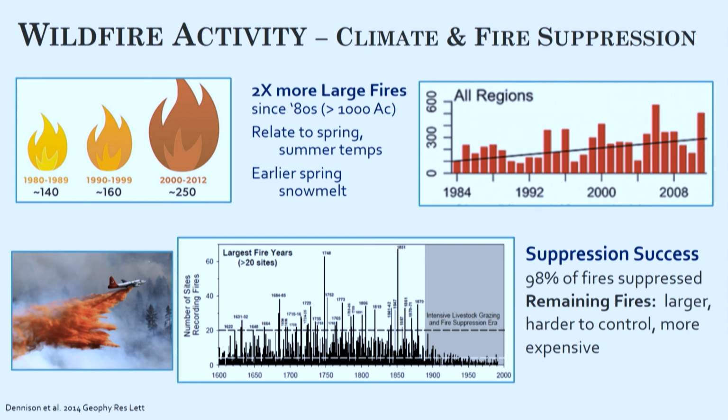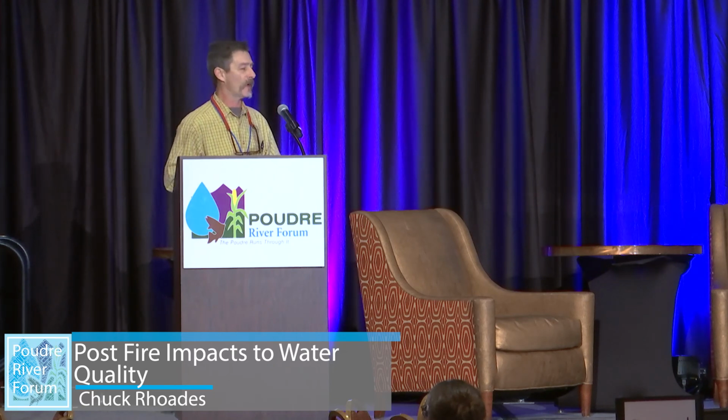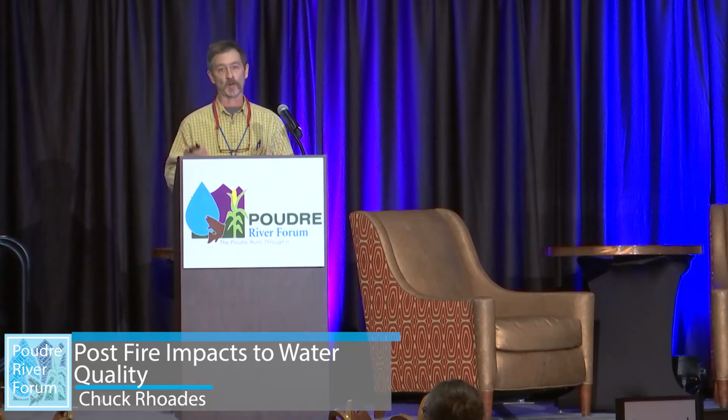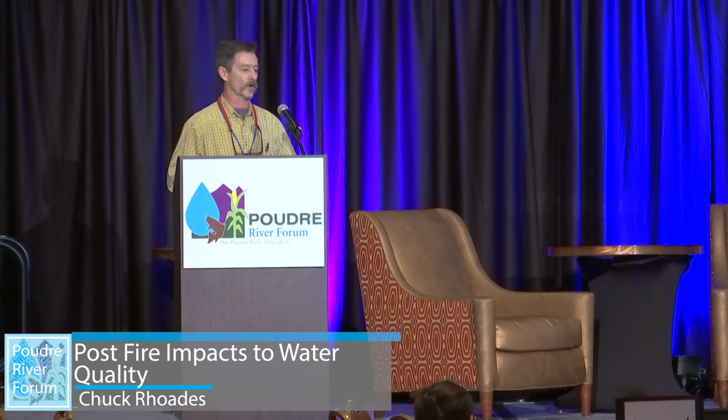So we have more fires, and we also are having much larger fires. We're seeing 2 times more of these especially large fires since the 1980s, and that relates to some of these climate drivers I mentioned. So we have earlier springs, and that dries fuels out, and we have earlier snowmelt, so things are drier longer.